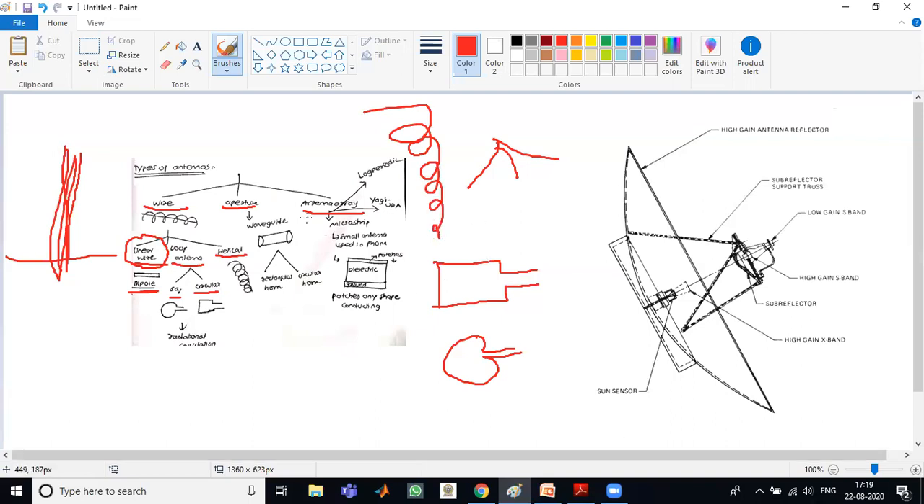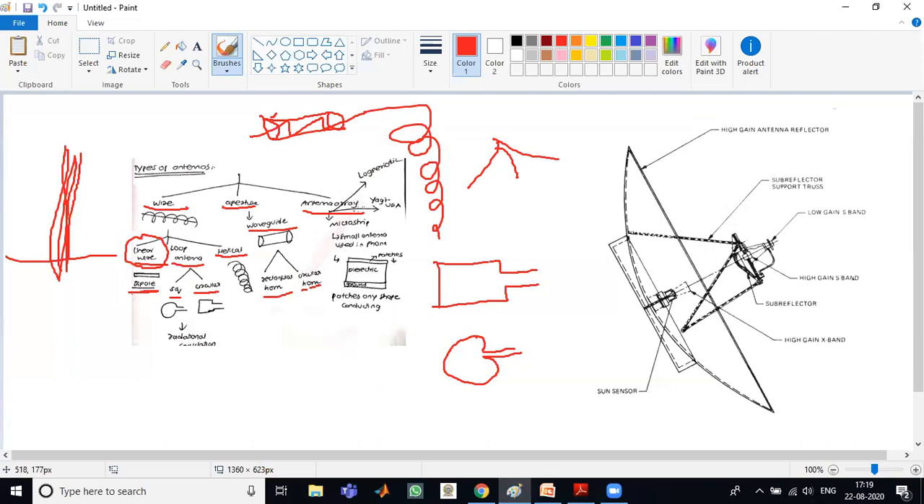Next, aperture antennas. These aperture antennas travel in the waveguide. What is the meaning of waveguide? It is nothing but a cylindrical tube in which electromagnetic wave travels. These are of two types: rectangular and circular. If the structure is in the form of a rectangle, then we will call it rectangular. If the structure is in the form of a circle, we will call it circular.